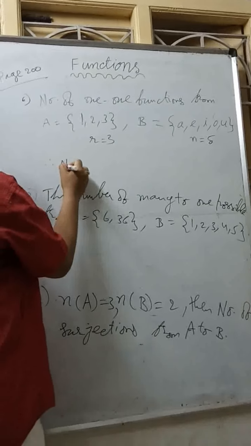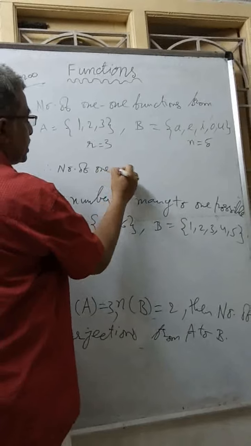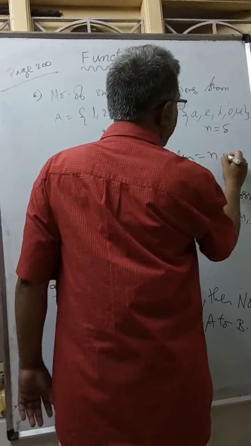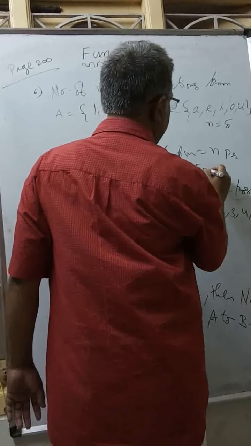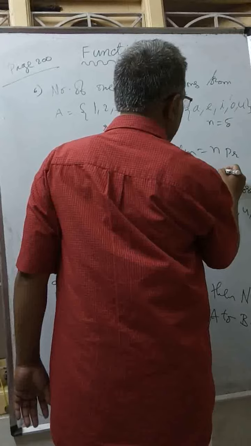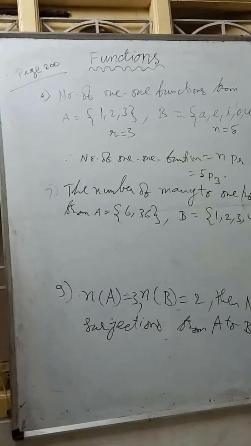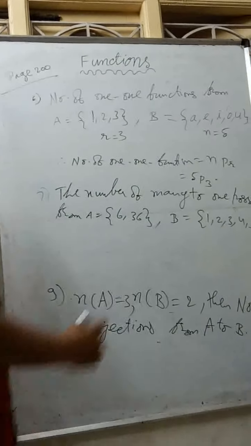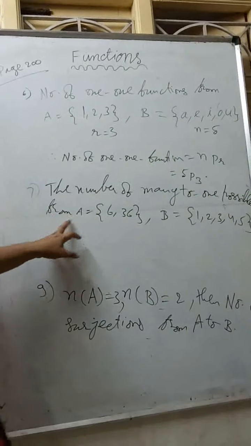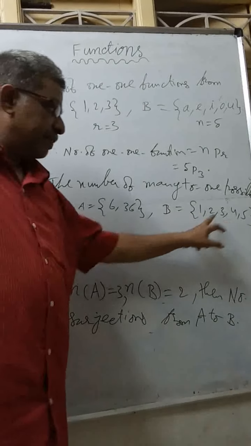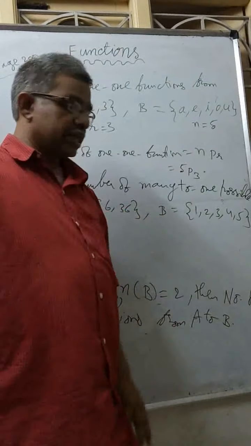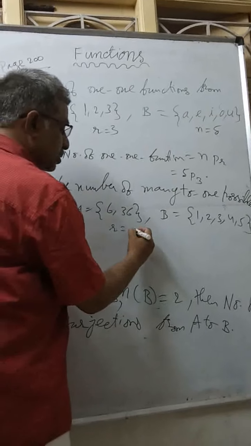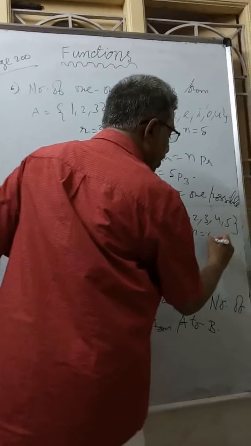Therefore, the number of 1-1 functions is equal to nPr, which means 5P3. That is the final answer. Next, similarly, the number of many to one functions possible from set A containing 2 elements to set B containing 5 elements.